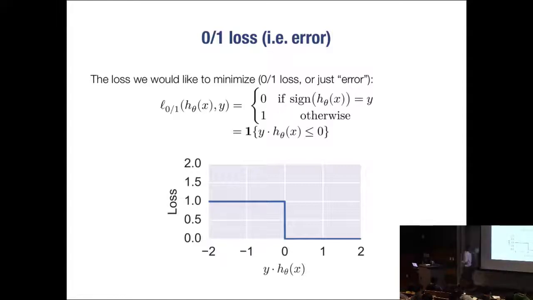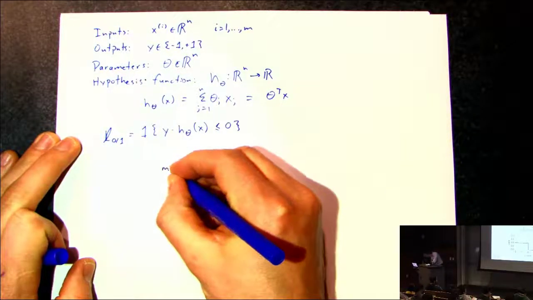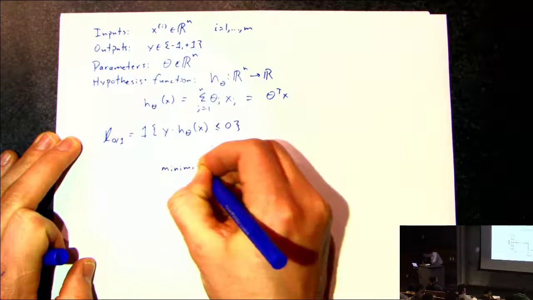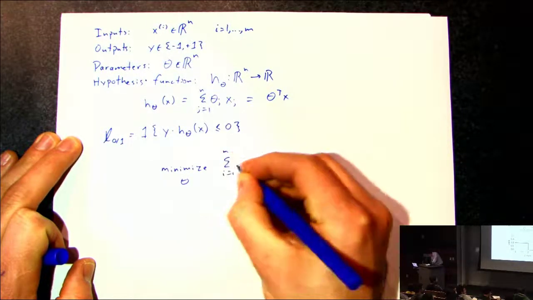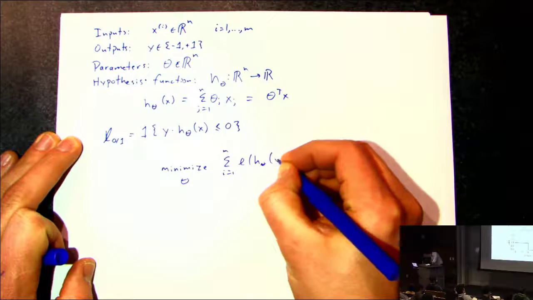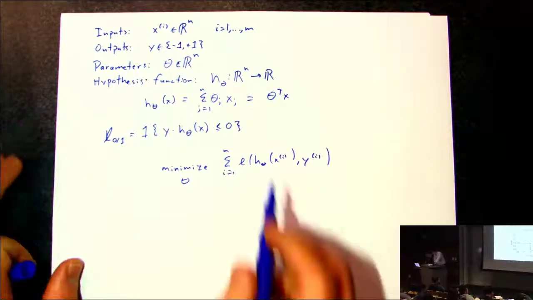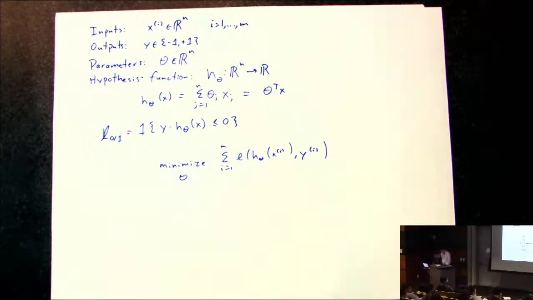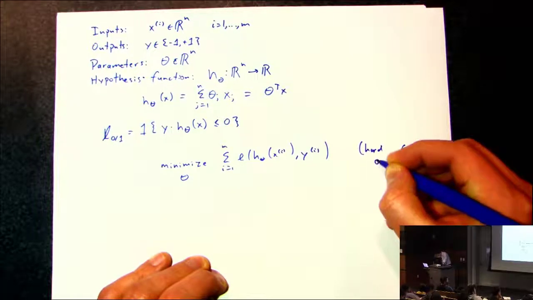So remember, our canonical problem was always, and it still is, going to be: minimize over theta the sum from i equals 1 to m of the loss between the prediction for this example and its output. In this case, this is going to be very hard to solve for 0, 1 loss.